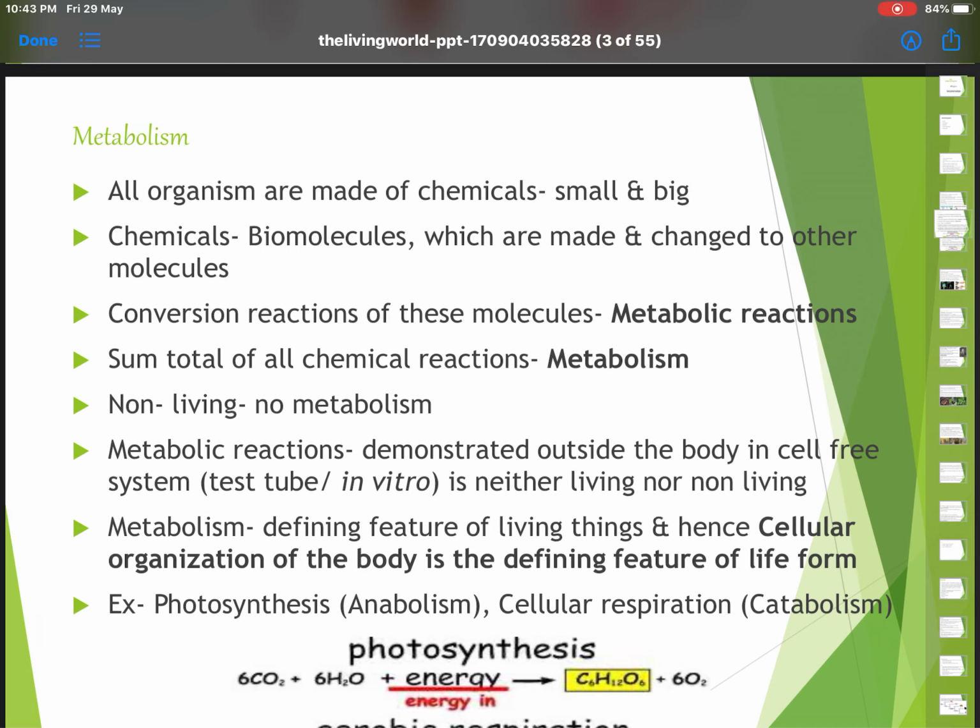Vitamins are involved, proteins are involved, amino acids are involved, carbohydrates are involved. Hence, metabolism is the fundamental character of a living organism, whereas in non-living organisms, there is no metabolism at all.